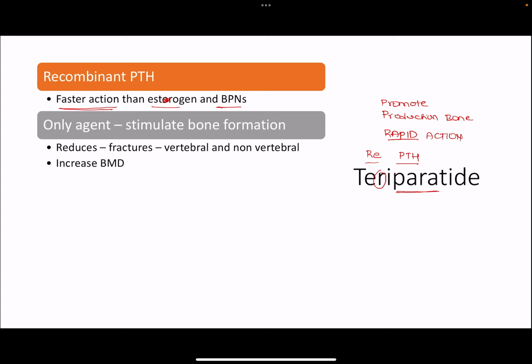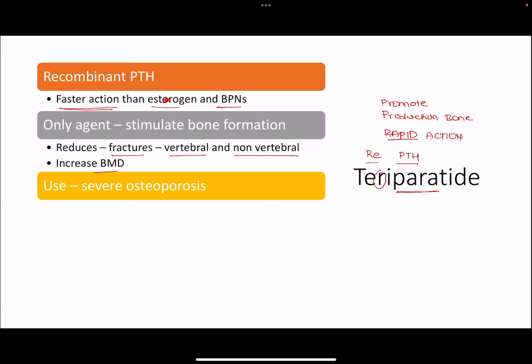Is that clear? So next, by increasing the bone density, it will reduce the fractures in the vertebral as well as the non-vertebral areas. Apart from that, because of its beneficial effects such as deposition of bone, and also the reduction in the risk of vertebral bone fractures, it can be used in case of severe osteoporosis, both in males and females, especially in the elderly age group.